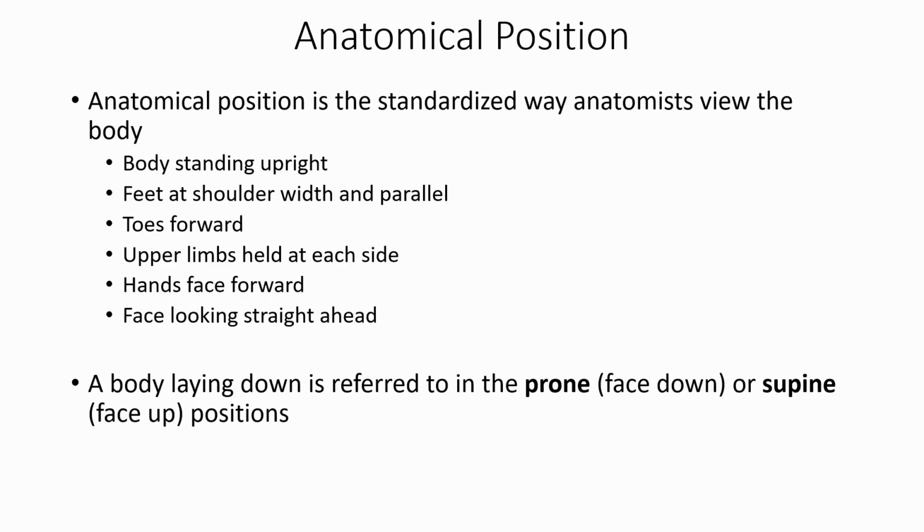So in order to be in anatomical position, the body is standing up, right? The feet are shoulder width apart and they're parallel. So our feet are flat on the ground, toes facing forward. You're just standing upright. The upper limbs, so the arms, are at each side, facing down, right? The hands face forward, so we see the palms, and the face is looking straight ahead. So think about a generic person just standing up, looking straight at you. Legs are straight down, toes facing you, palms facing you with the arms down. It's a very generic, very standard position.